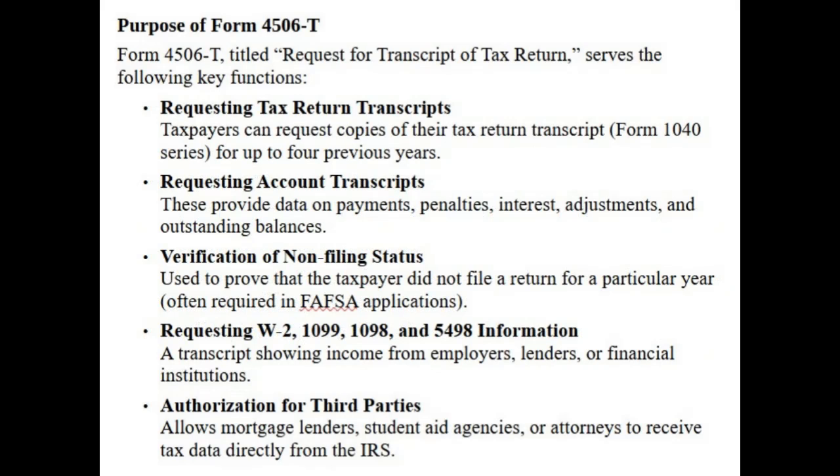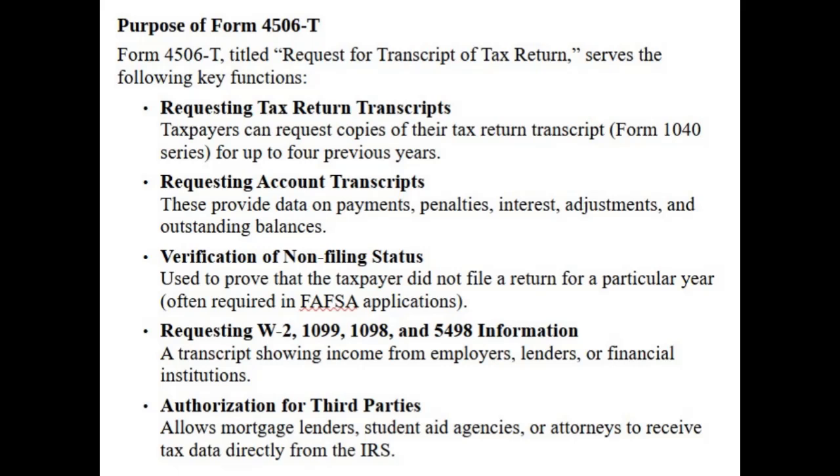Purpose of Form 4506T. Form 4506T, titled Request for Transcript of Tax Return, serves the following key functions. Requesting tax return transcripts. Taxpayers can request copies of their tax return transcript, Form 1040 series, for up to 4 previous years. Requesting account transcripts. These provide data on payments, penalties, interest, adjustments, and outstanding balances.